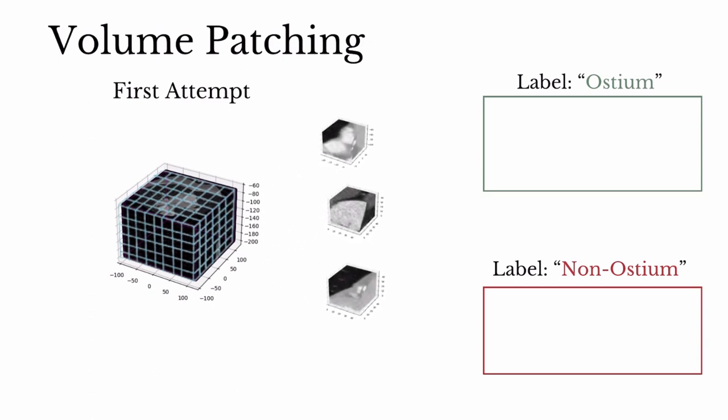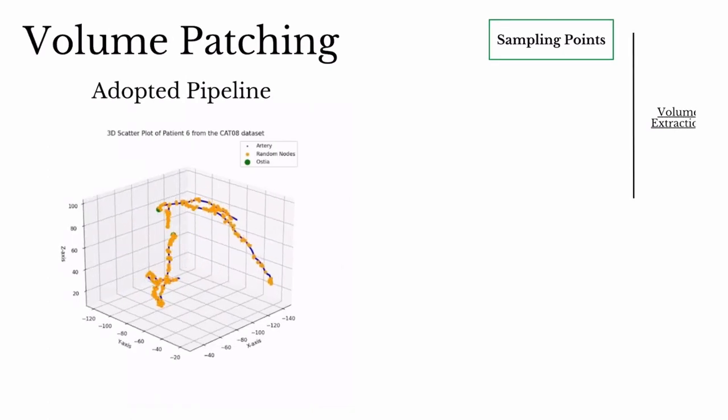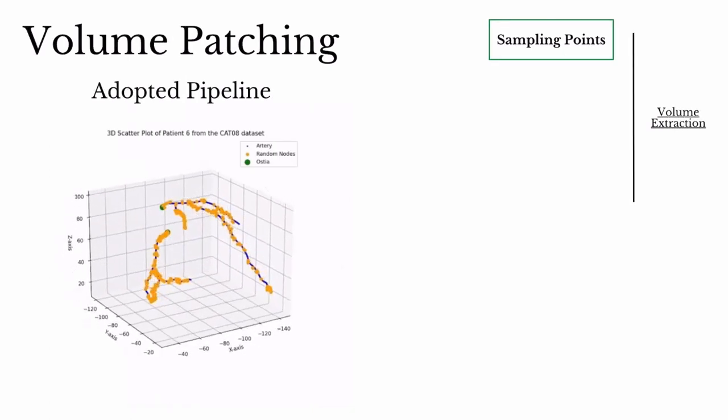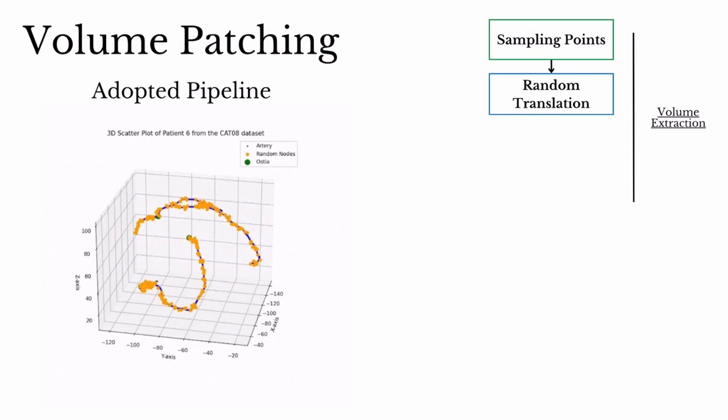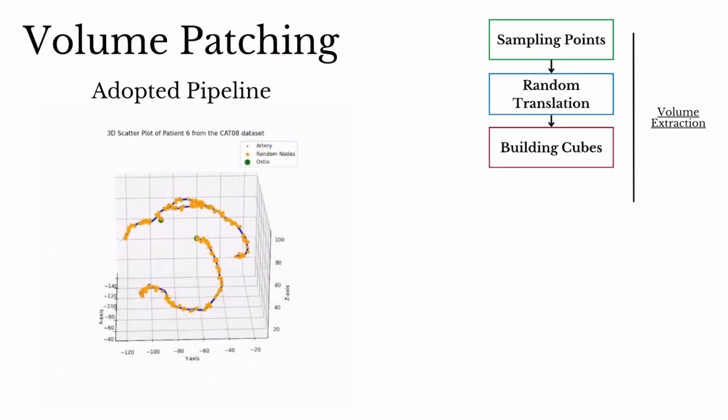proximity to coronary ostia. However, due to computational costs, we opted for a strategy where 50 points were randomly selected from the coronary artery graph, while another 50 were chosen from the ostia. Random translations were applied and cubes were built around these points.